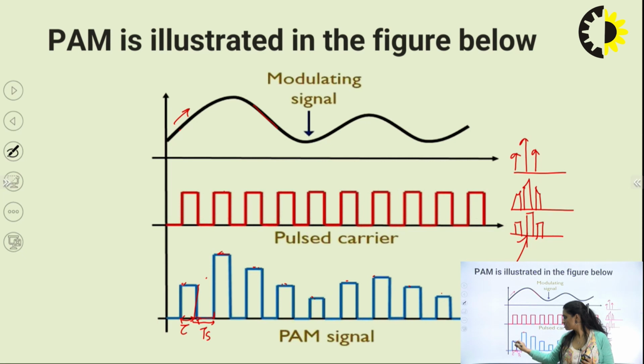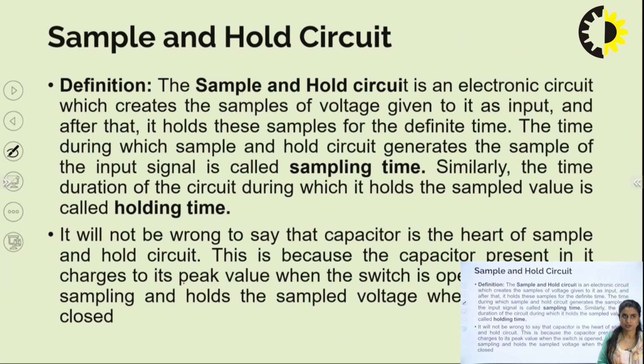That should be able to sample my signal at a particular value and hold the sample for a particular duration, and this process must be repetitive, right? So such kind of circuit is called as sample and hold circuit. A sample and hold circuit, what is it? It is an electronic circuit which creates the sample of voltage given to it as input, and after that it holds these samples for the definite time.